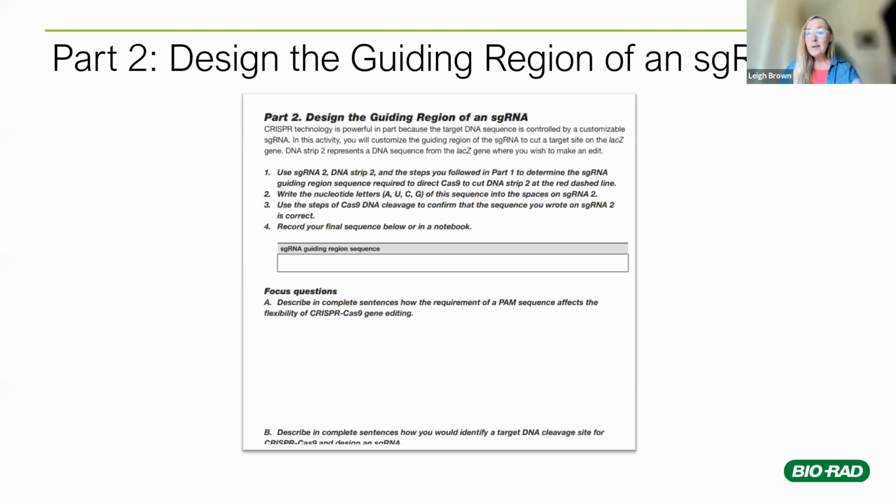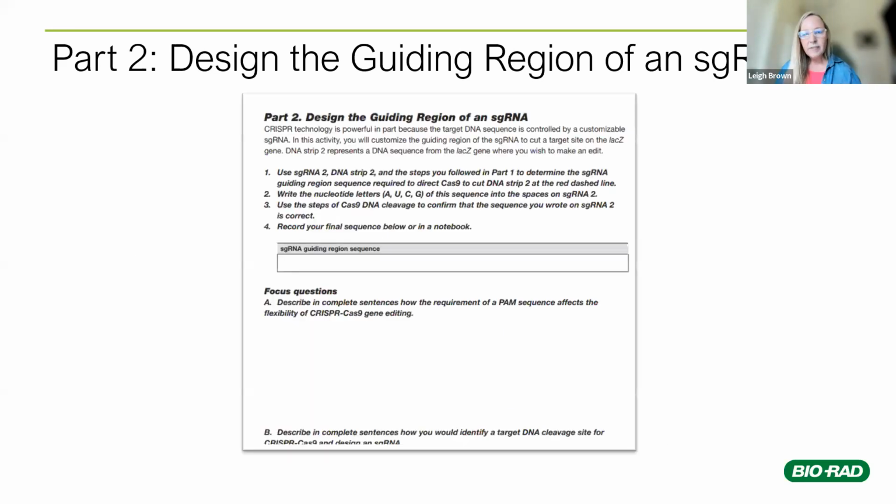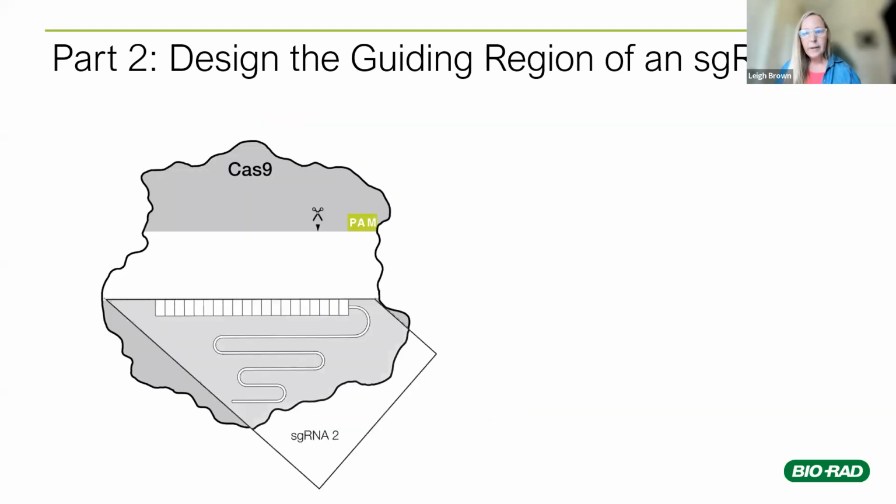Okay, and it's a good segue to part 2 of this DNA model. The next one is designing the guiding region of a single guide RNA. And this is where really the science comes in. So this is kind of a baby step into the capstone project. What they're going to do here is take the blank single guide RNA, single guide RNA 2, and add that on top of Cas9.